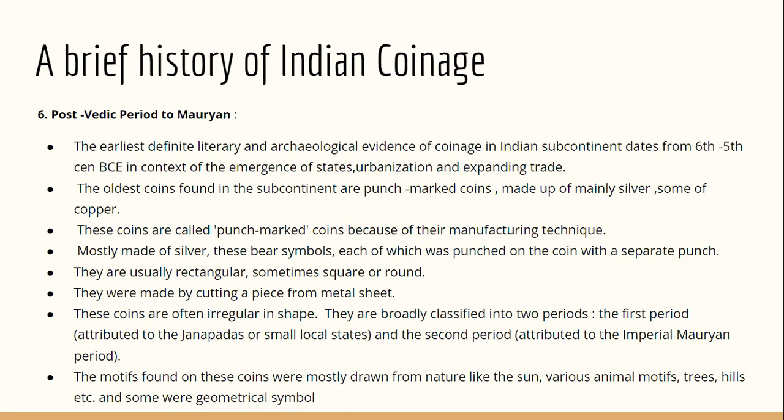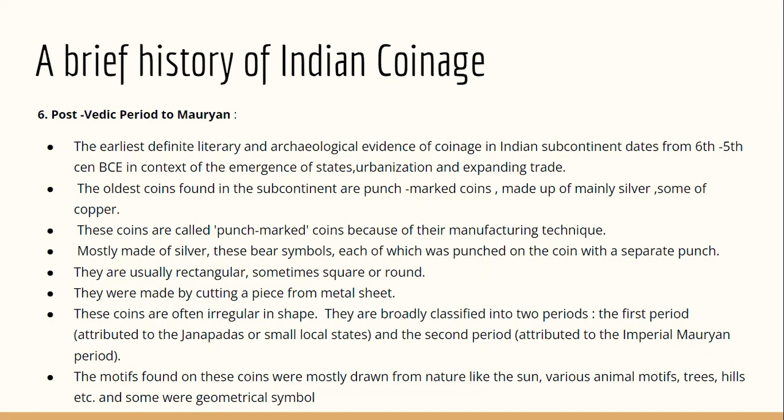So coins mainly made of silver, they bear symbols, and each of the symbols was punched on the piece of metal on the coin with a separate die or a separate punch. So taking into consideration this method, the coins of this period are called punch mark coins. When we talk about their shapes, usually they are rectangular in shape. We also find square and round coins, and they are made by cutting a piece of a metal sheet.